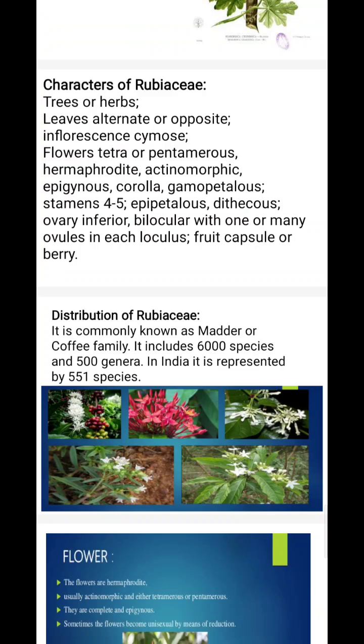Hello students. Next we discuss the fourth family of your syllabus, that is the Rubiaceae. The distinguishing characters of Rubiaceae are: first, these are trees or herbs. Then leaves are alternate or opposite. The inflorescence is cymose, that means the flowers are arranged in clusters.